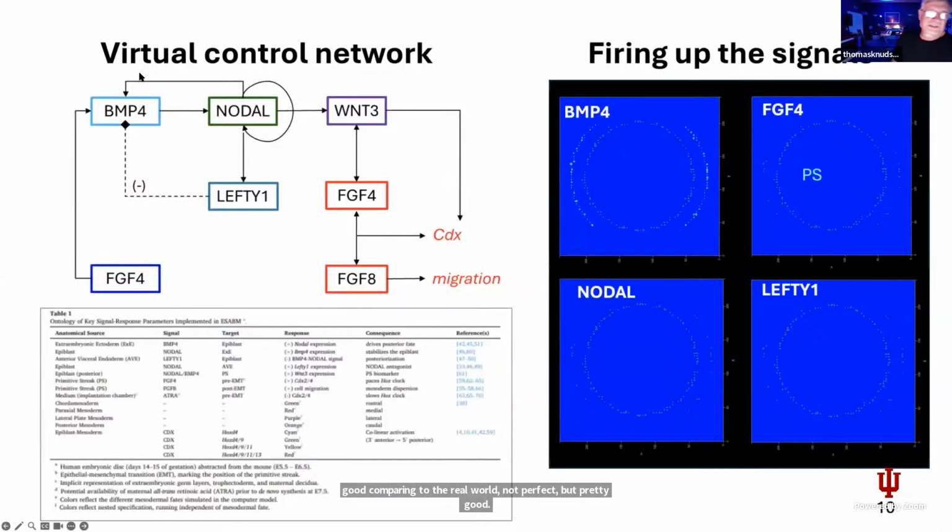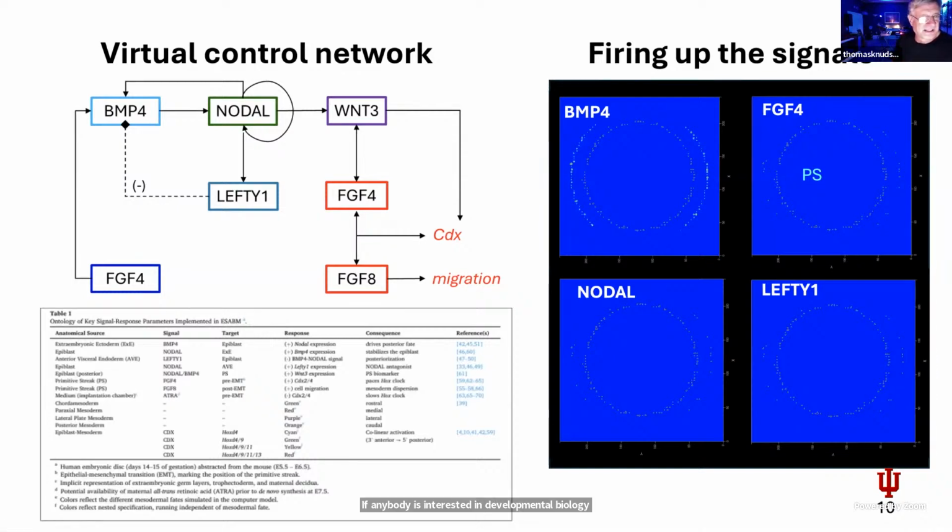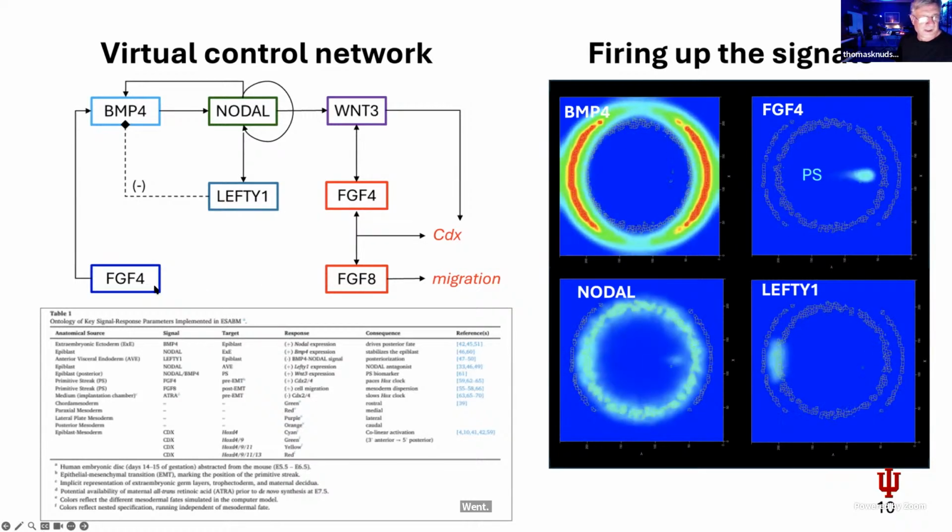All right, so what's controlling the network? It's actually a little bit more complex than this, but this is a simplified version of the network. If anybody is interested in developmental biology, you'll be familiar with these signals. These signals also show up again for a lot of disease processes such as cancer. But we're looking at the interactions that are described for this time in development for bone morphogenetic protein 4, nodal, Wnt, lefty, fibroblast growth factors 4 and 8.